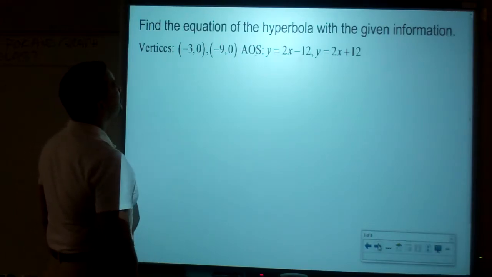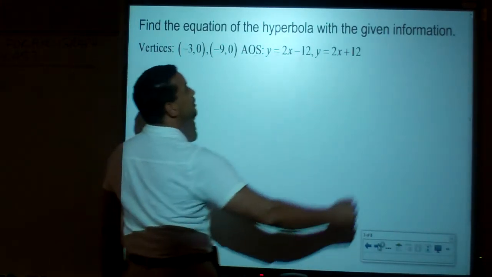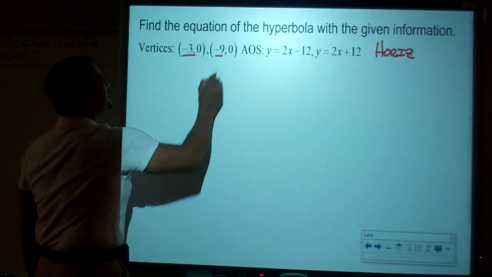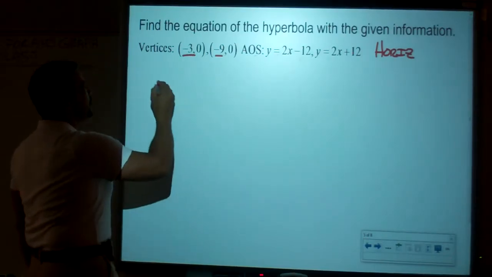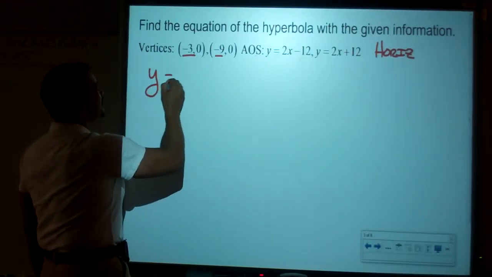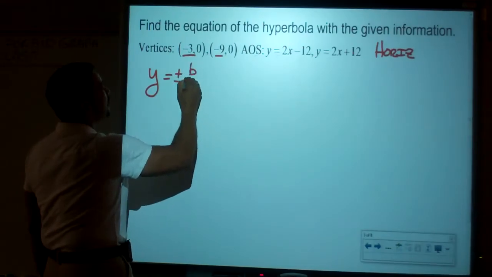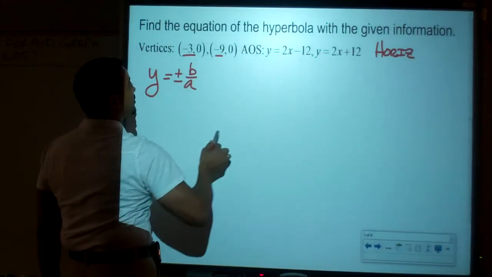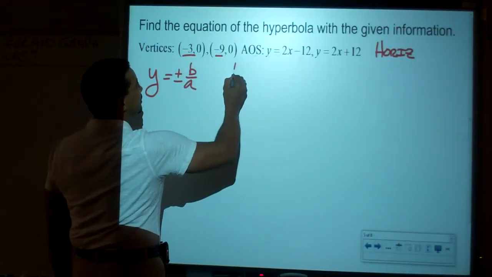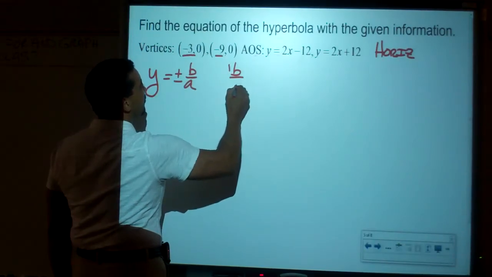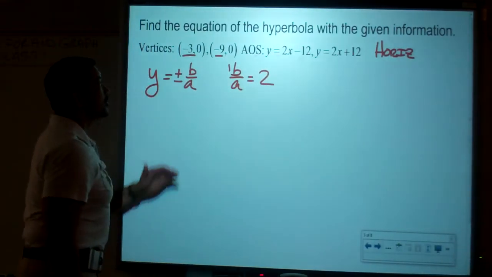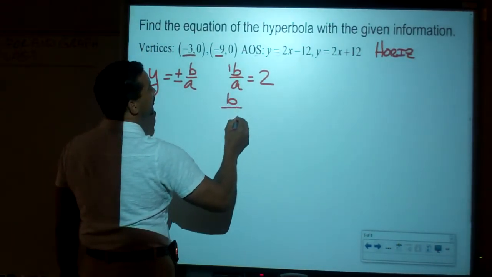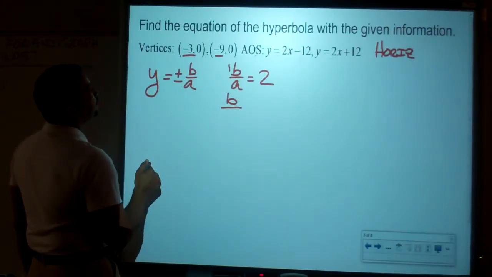Now remember with this, once again, we got to look to see is it horizontal or vertical. And it has to be horizontal because our x values are changing. So if it's horizontal, we know that y is equal to plus and minus b over a for the slope of our hyperbola. Well, if our slope here is 2, then b over a is equal to 2, and we know that our vertices here are our a term.